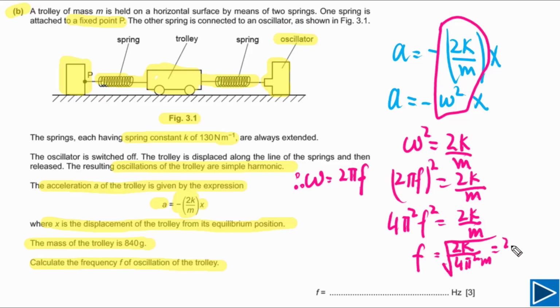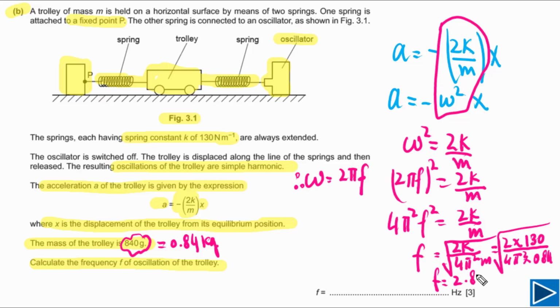Now you need to plug in values. The value of k is given, 130 newtons per meter. For pi square, we can plug in the value of pi. We need to multiply with mass, but mass is given in grams. If we convert this into kilograms, we divide by 1000, so this will be equal to 0.84 kg. We need to take the root of this. If we solve this, our value of frequency will be equal to 2.8 hertz. And that's the final answer.